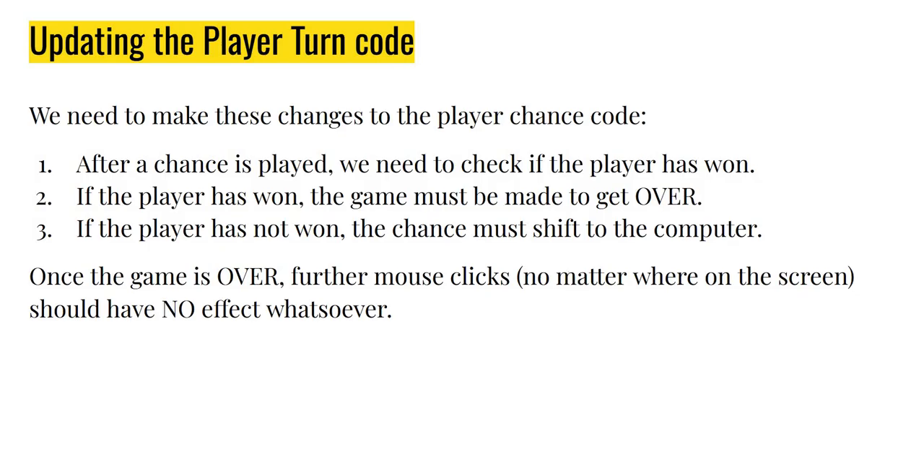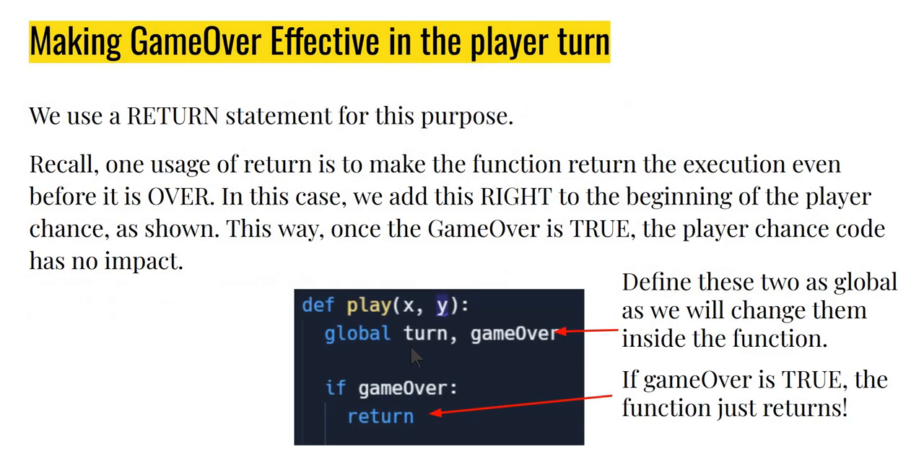But a very, very important point is that once the game is over, no matter where I click the mouse, there should be no effect whatsoever. If I do not do this, then you will find that the game is over, but the player is still able to place the coins on the board, which doesn't make sense. So we'll first start with this, and then we will go to the first 3 points. How do I make sure that once the game is over, the player's clicks don't have any effect?